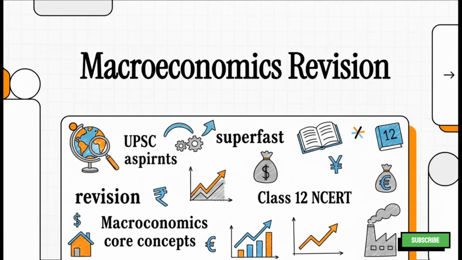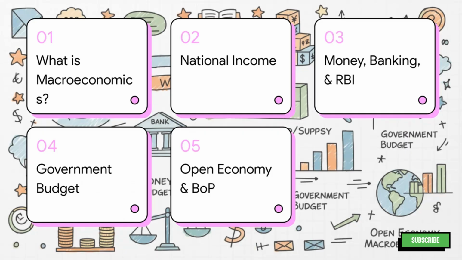In this explainer, we're going to do a super fast run through of the core concepts from the Class 12 NCERT Macroeconomics textbook. Let's get right into it. Okay, so here's what we're going to cover. We'll be hitting 5 really crucial chapters, starting with what macroeconomics even is, then how we measure national income, onto money and banking, the government budget, and we'll finish up with the open economy.